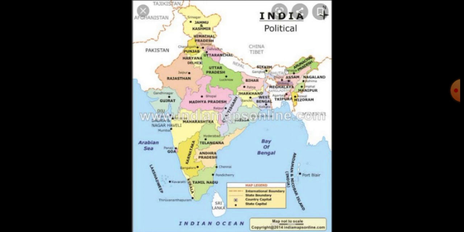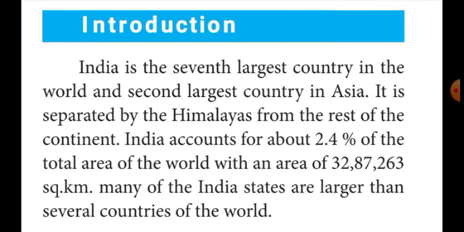Just you see that 29 states are given here. In this map, 29 states are given. Students, just you find out the 29 states and their capitals by this map. Now I will give some information about our nation. Our country is India. India is the 7th largest country in the world.